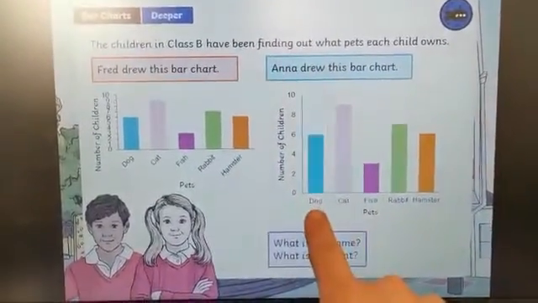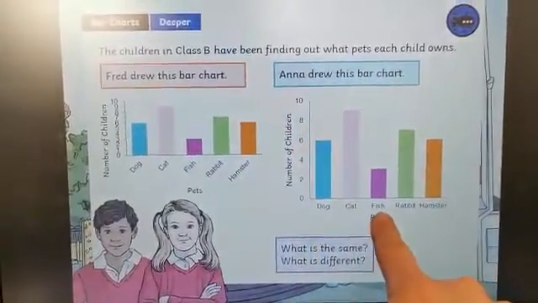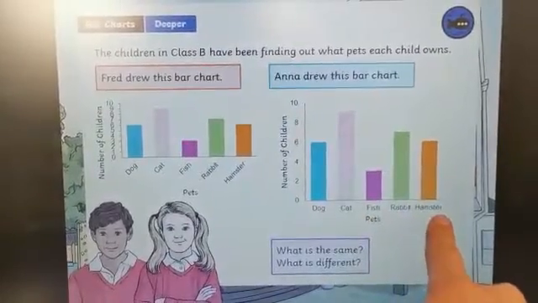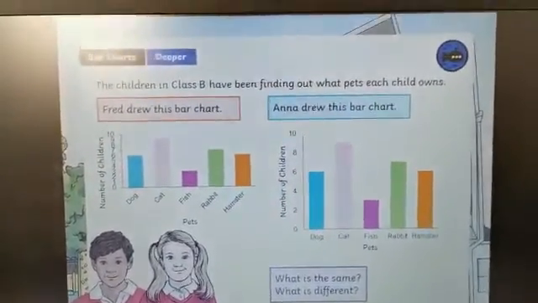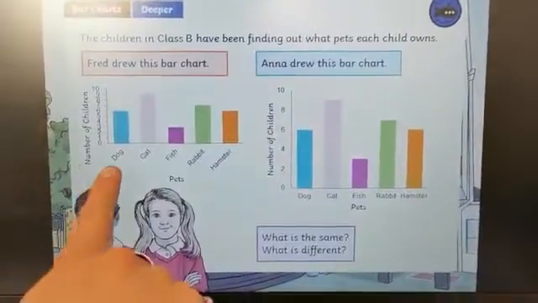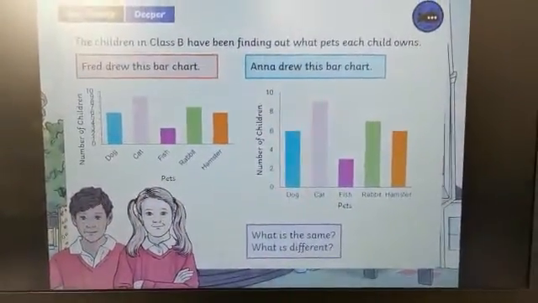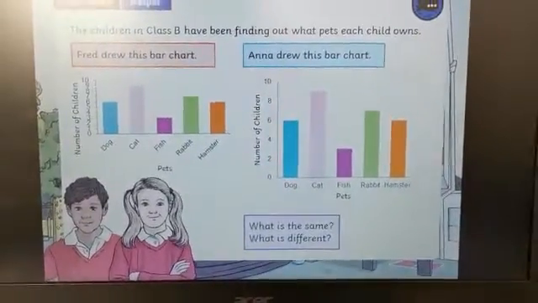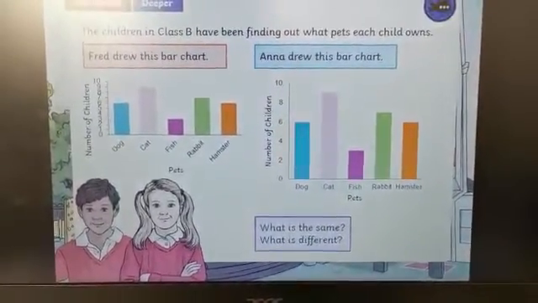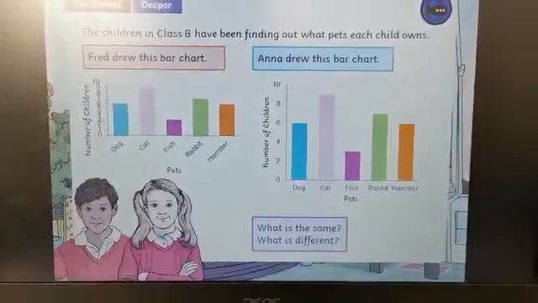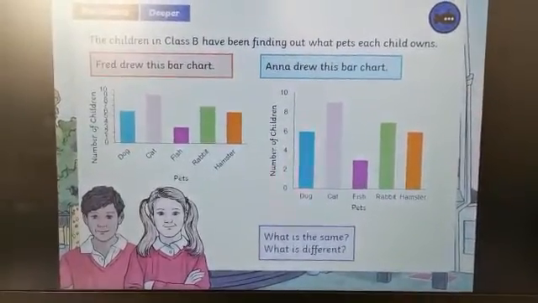Right, firstly, we've got dog, cat, fish, rabbit, hamster. Have I got the same on Fred's bar chart? Dog, cat, fish, rabbit, hamster. Yes, I have. So what's the same is they have both collected the same data, which is the pets that each child owns in Year 3.